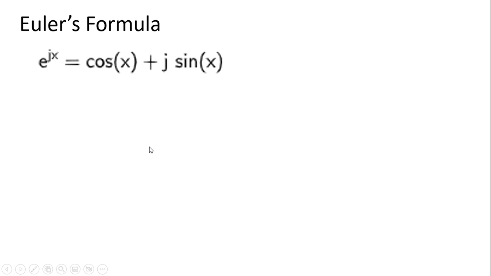These numbers are coming to electrical engineering, so we have to mention the other form of this formula, which is e to the minus jx, and that equals cosine x minus j sine x. So these two expressions together are Euler's formula, or Euler's formulas.